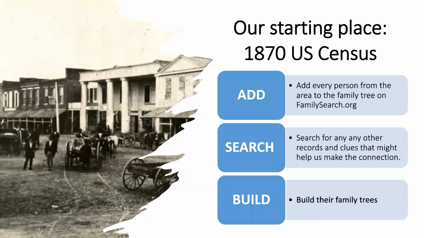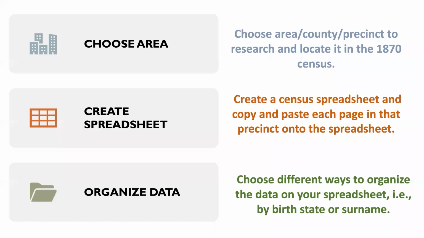So our starting place was the 1870 census. We decided to add everyone from a specific precinct in the area to the family tree on FamilySearch, which would allow us to search for records for them and build their family trees. We chose a specific precinct because there was a large plantation in the area. Well, there were several, but the one we wanted to look into was the Greenwood plantation.